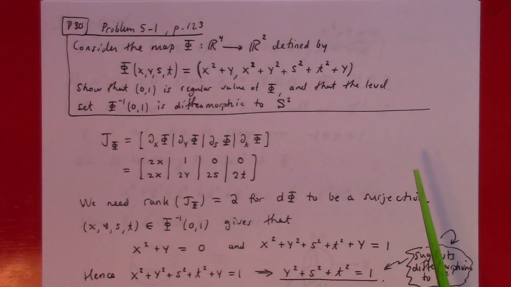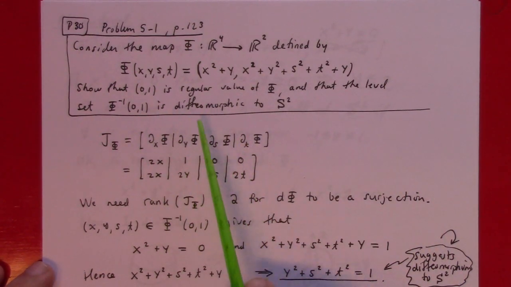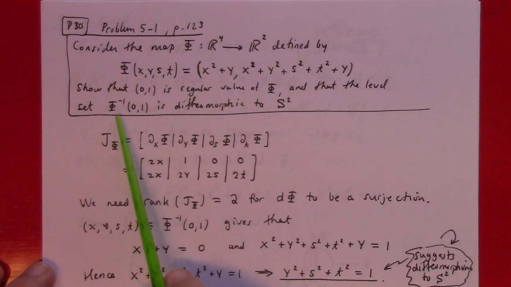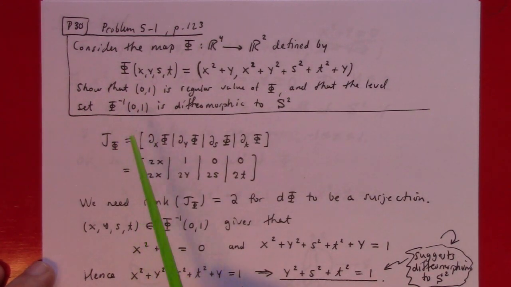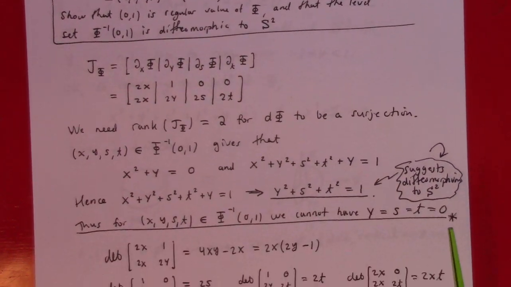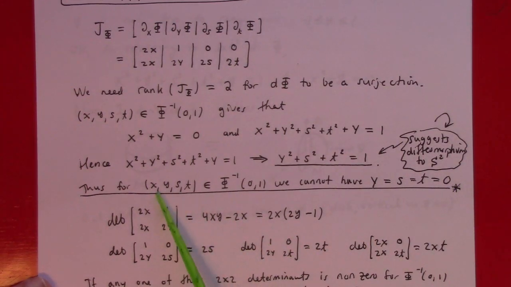So the question then is, what is the inverse image of (0, 1)? That's the Jacobian. I just need that to be rank 2 for the points that are in this set, all right? So phi inverse of (0, 1) means that we've got x squared plus y equals 0, and x squared plus y squared plus s squared plus t squared plus y equals 1. But if we make a substitution, I think we get y squared plus s squared plus t squared equals 1, right? And anyway, the larger point here is that for this 4-tuple in the inverse image, we cannot have y, s, and t all be 0.